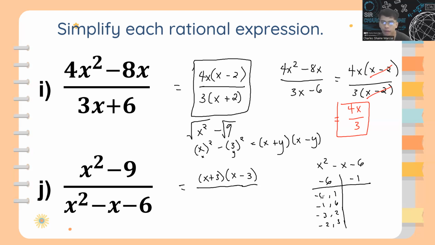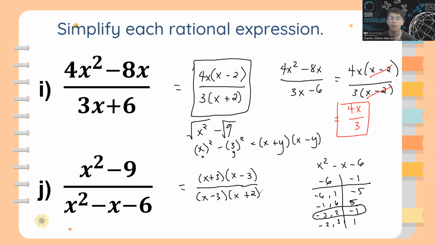So, ano kaya yon? Try natin i-add. Negative 6 plus 1, that is negative 5. Negative 1 plus 6, that is positive 5. Negative 3 plus 2, that is negative 1. Negative 2 plus 3, that is positive 1. So, since negative 3 and 2 yung nakakuha ng negative 1, ang gagamitin natin ay negative 3 and positive 2. And the factored form will be x minus 3 times the quantity of x plus 2.